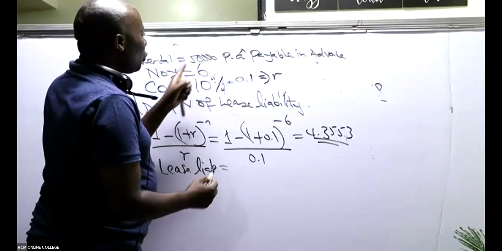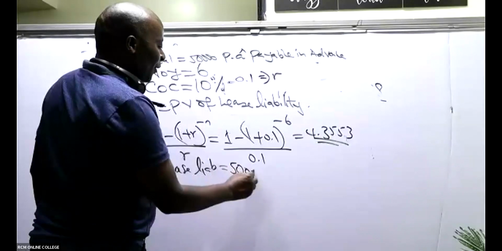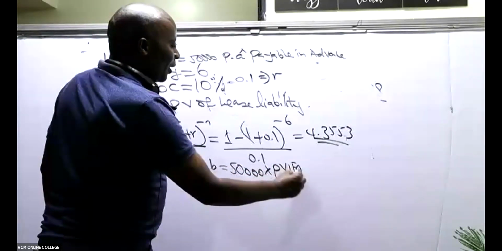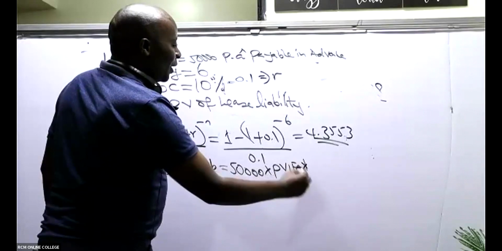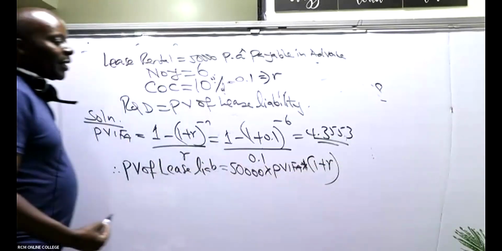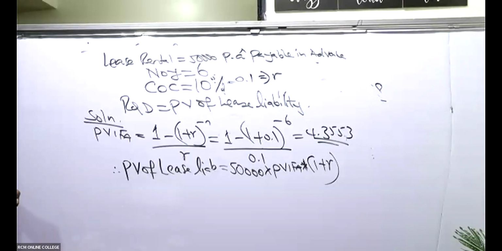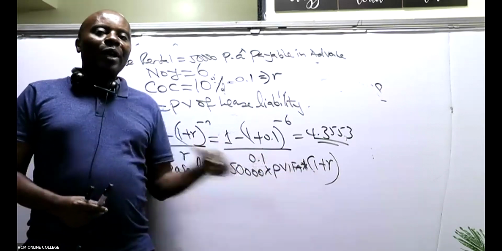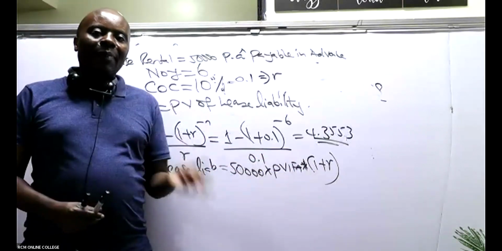And therefore, the present value of my lease liability will be this amount of 50,000, the annuity, times now the PV FAR, and because in this case it's being paid in advance, we must include that 1 plus R. We only do this times 1 plus R whenever you're told that the cash flow is being paid up front.